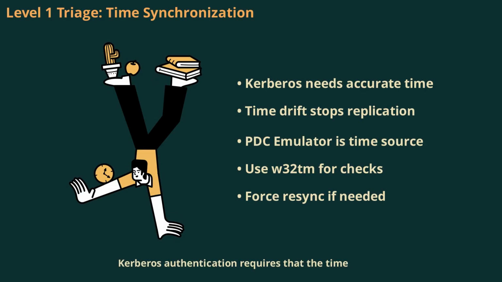Kerberos authentication requires that the time between communicating partners is within 5 minutes. If time drift exceeds this window, authentication fails and replication stops. Check the current time source using w32tm. And remember that the PDC emulator FSMO holder is the authoritative time source for the domain.